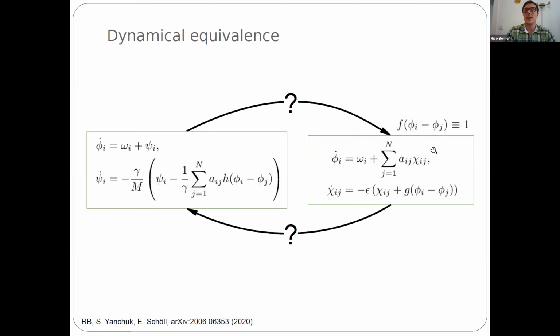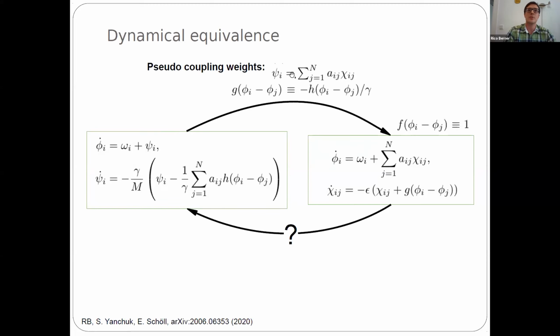So we want to show whether these two are somehow dynamically equivalent, and to have this direction on top, we first look at what if the coupling function here is just 1. Fix it to 1. Then you see immediately that the first equation is quite similar to the first equation here. So on the left and the right side, it's quite similar. And in fact, if you now introduce what we call pseudo coupling weights and take the phase to be the sum of all coupling weights, like the rows of all the pseudo coupling weights, and just redefine the coupling functions, then you end up in this kind of system.